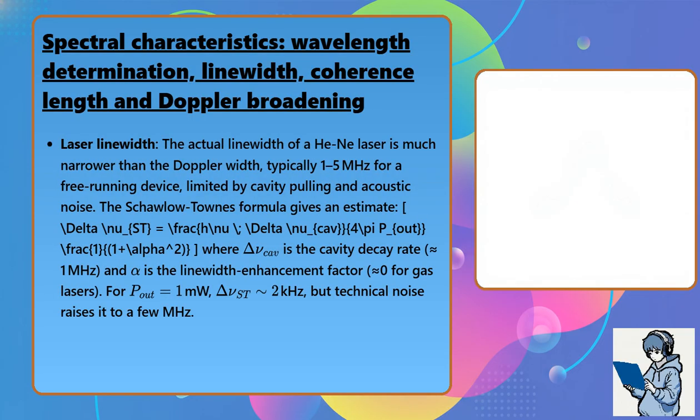Laser line width: the actual line width of a helium neon laser is much narrower than the Doppler width, typically 1 to 5 megahertz for a free-running device, limited by cavity pulling and acoustic noise. The Schawlow-Townes formula gives an estimate.